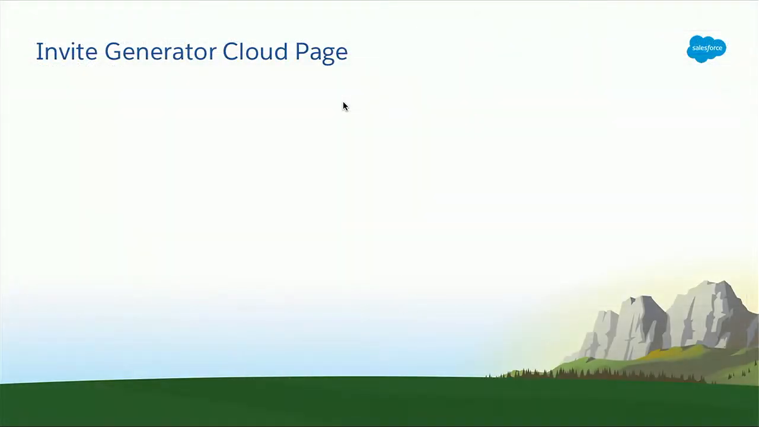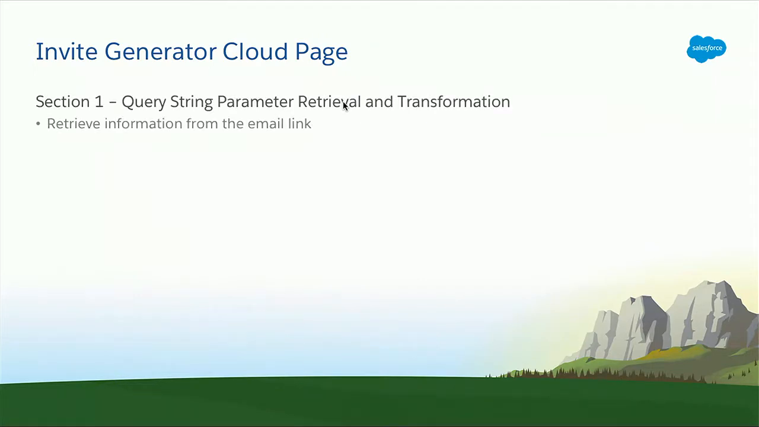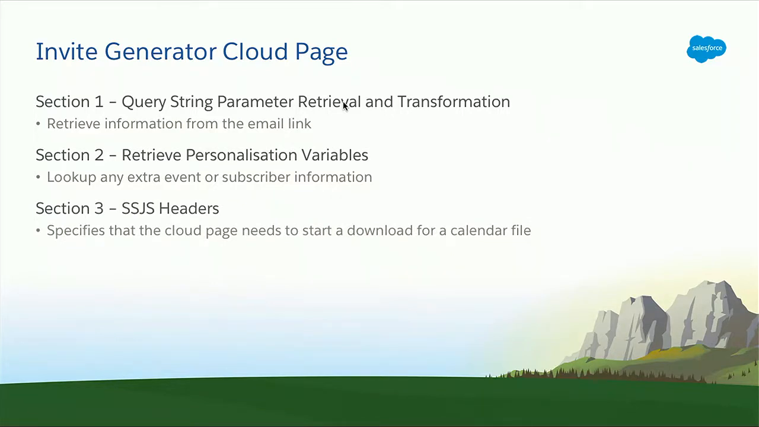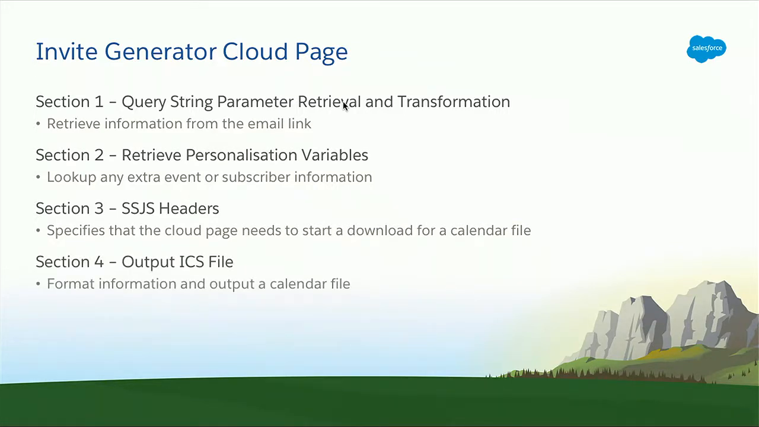So now let's talk about how we're going to build out the cloud page. So we're going to do that in 4 steps. So in step 1, we're going to retrieve all of the information that the cloud page's URL sent to this page. Step 2, we're going to use that identifying information to look up any extra details from the data extension to personalize our calendar invites. Step 3, we're going to use server-side JavaScript to set page headers to tell the cloud page, hey, we're outputting a calendar file, and I need to ask the person to download and save this file. And then in step 4, we're going to output the calendar file itself.